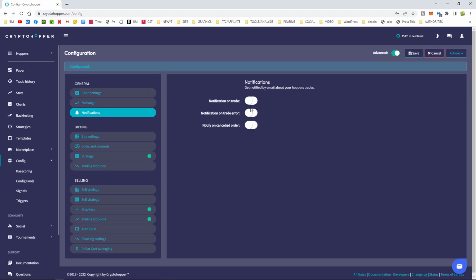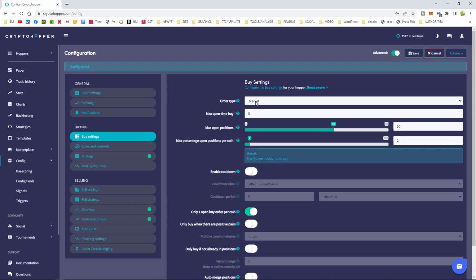Notifications, no, I don't want pings coming in on my phone every 10 seconds or whatever. Buy settings, alright. Market, okay. 5 minutes is okay. Open positions, we're going to say 10, aren't we? Because in this demonstration I'm going to set up 10 coins. I'll just show you how to do 1 or 2. I'll do Bitcoin and Ethereum on the 1 minute and the 5 minute time frames. So we're going to have 10 coins in total.